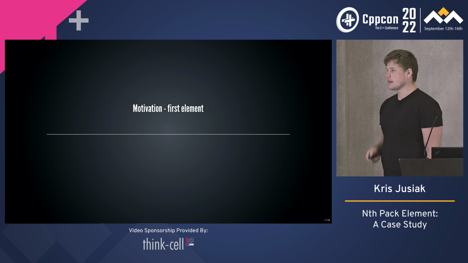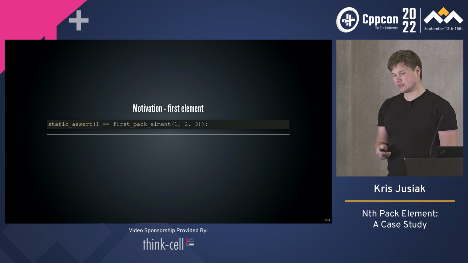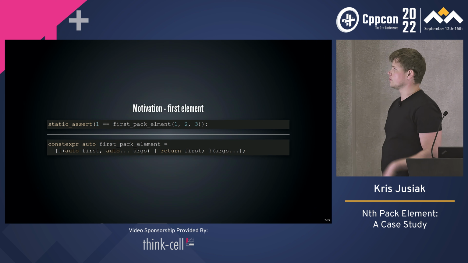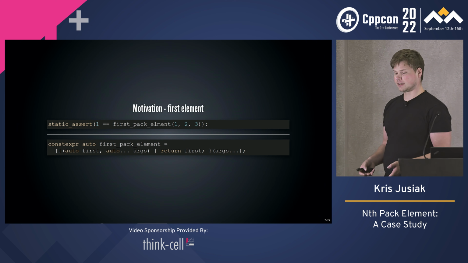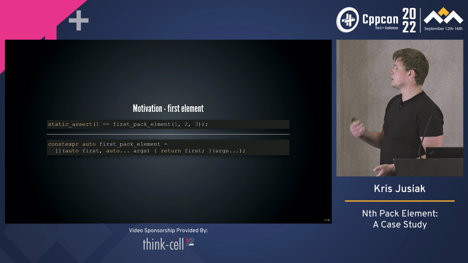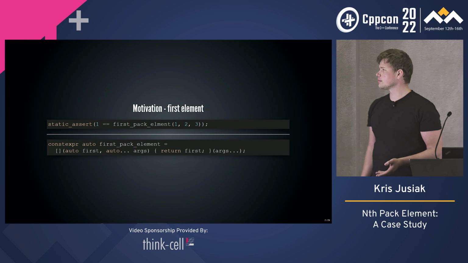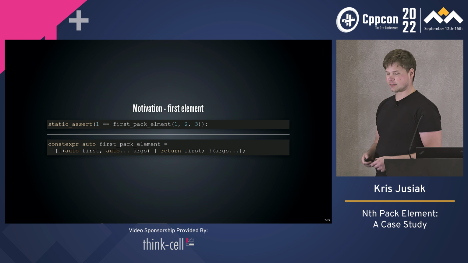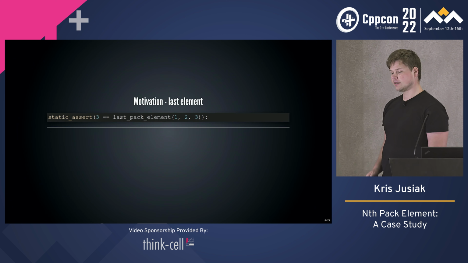So where we are now. Getting the first element is actually quite easy in the language already. We can do something like that. We have a lambda, we get the first element, and then we do args, and we return the first, and we propagate it, populate it with args. So that will just return us the first one. So the language supports getting the first element out of the box with the lambda expression. Nothing really difficult here. The last element is also supported.